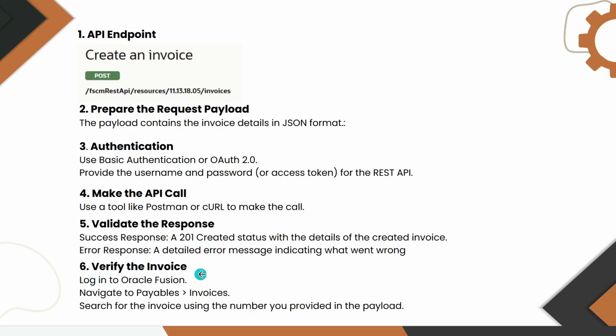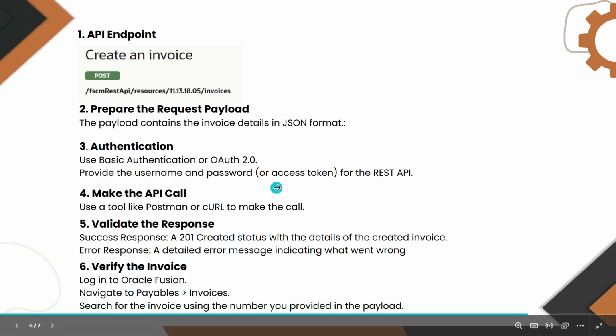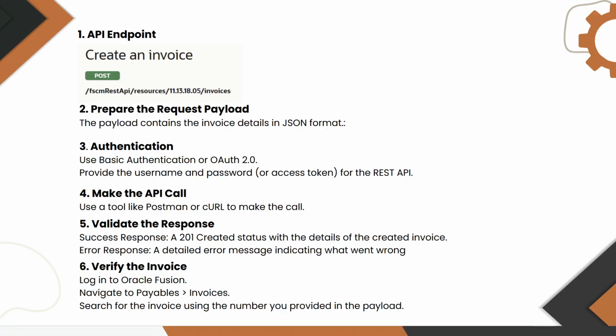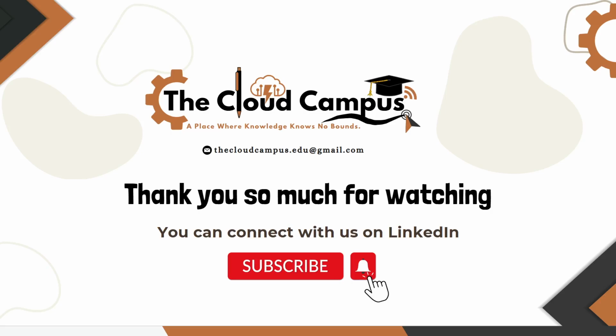Sixth step, verify the invoice. After the AP invoice is created, we will go to Oracle Fusion and search using the invoice number to see whether the AP invoice is created or not. That's all, simple steps for how to create an AP invoice using REST API. So now we will go to the practical part.